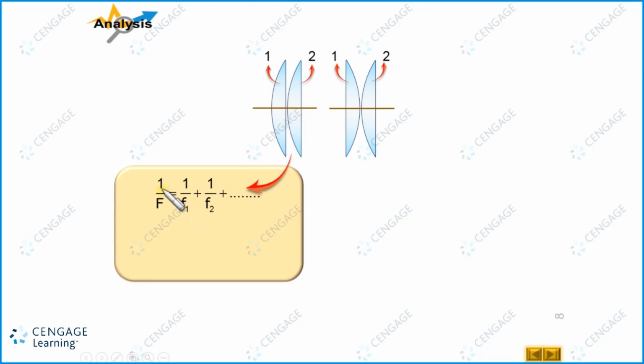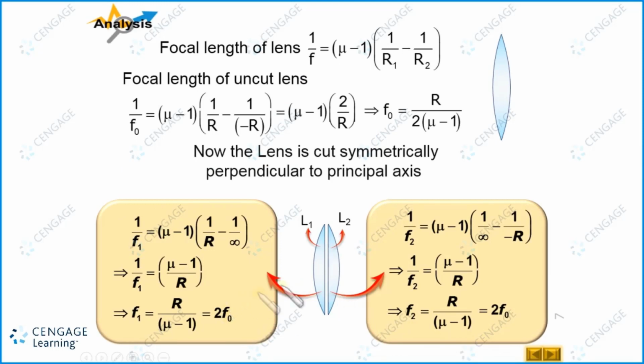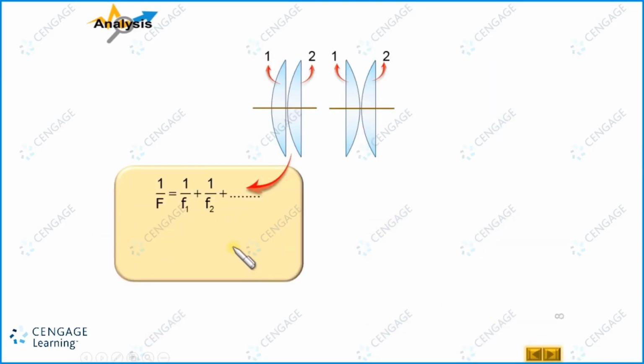So here we can write 1 upon f equal to 1 upon f1. Let us call this combination focal length f1. So 1 upon f1 equal to 1 upon 2 f naught plus 1 upon 2 f naught, because the focal length of this part and this part was 2 f naught. So this is equal to 1 upon f naught. That means f1 equal to f naught.